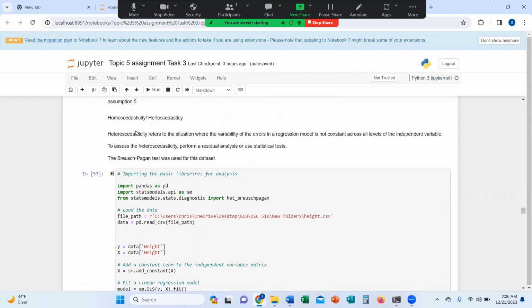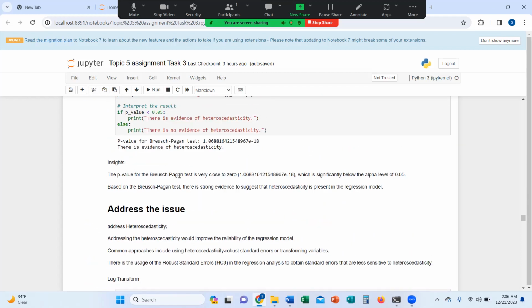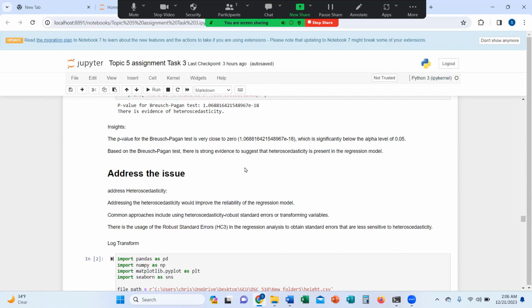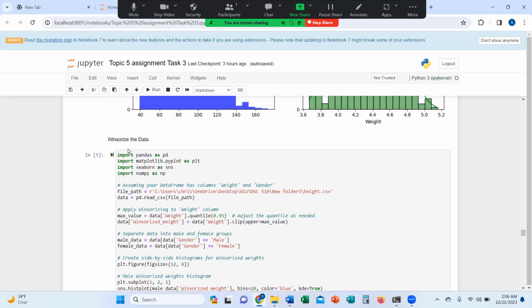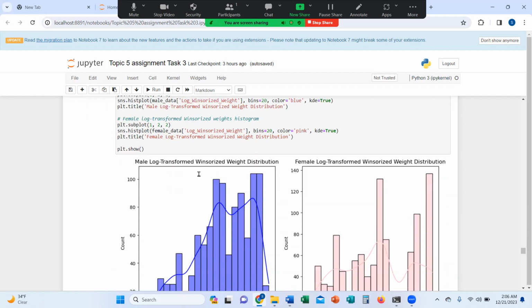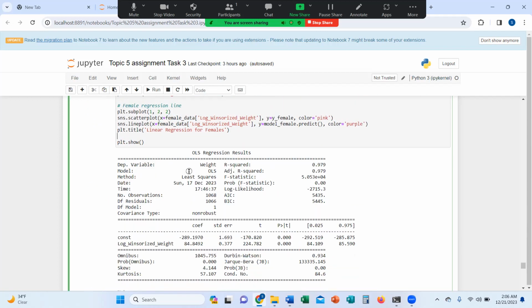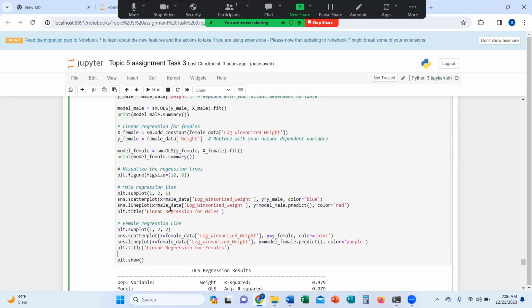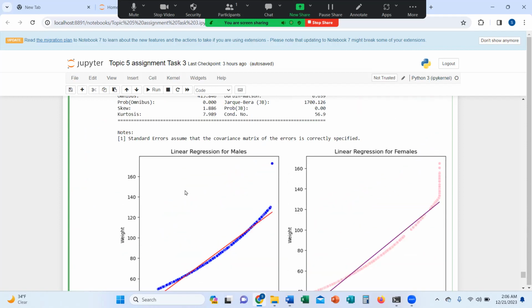For assumption 5, homoscedasticity, I did these codes here and I used the Breusch-Pagan method. I have a value of 1.06. And to address that issue, I used a log transform here, followed by winsorizing the data. I also did another transformation here.